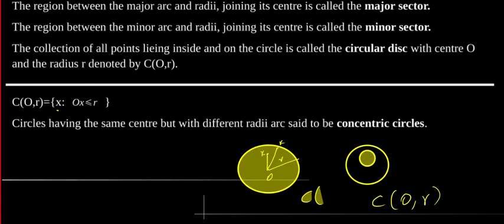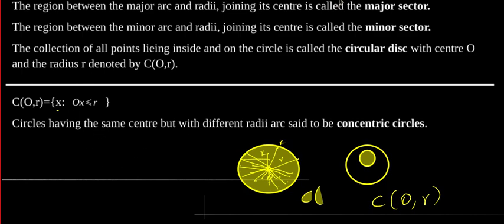Collection of points X such that length of OX, the distance from O to X, is less than or equal to R. So the collection of all the points inside, from the center to the point, this is OX. All these OX are less than R. If you take the points on the circle, all these OX are equal to the radius. So less than the radius or equal to the radius, all these points together are called circular disc.